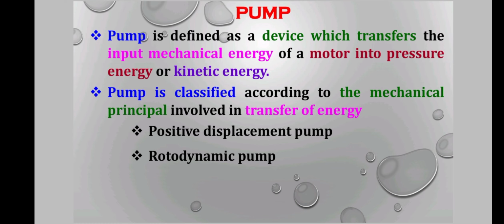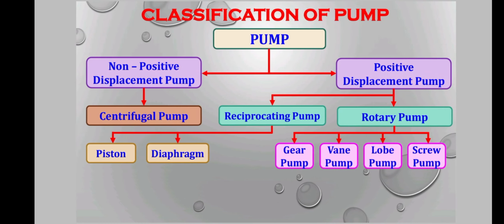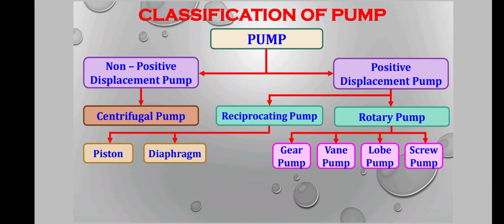A pump is defined as a device which transfers the input mechanical energy of a motor into pressure energy and kinetic energy. Pumps are classified according to the mechanical principle involved in the transfer of energy, which are the positive displacement pump and the rotodynamic pump. So these are the classifications of pumps.